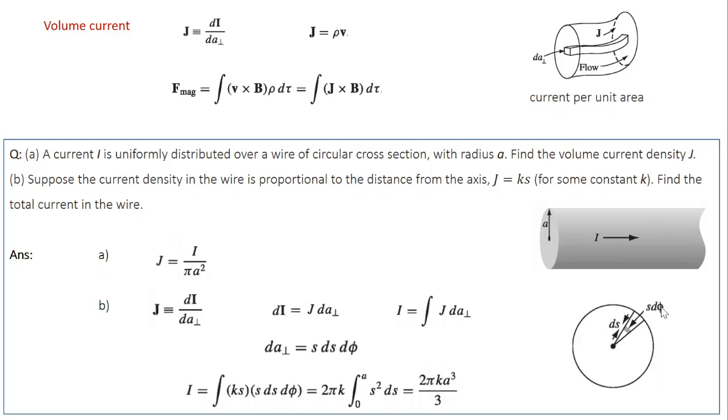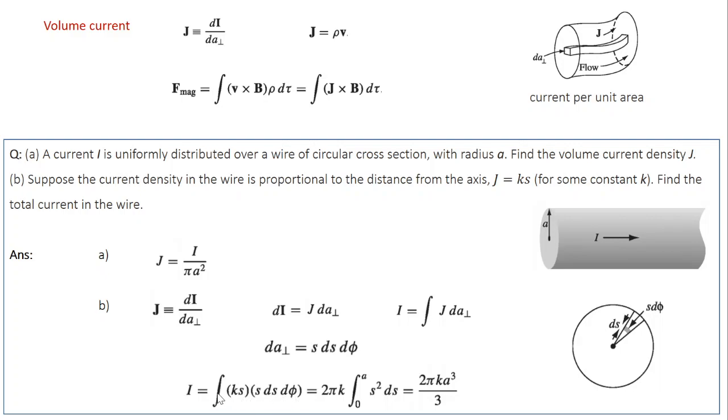We have done this derivation in our previous classes, right? So the area element dA perpendicular is S ds d phi. Now substitute for dA perpendicular in this expression. And J I know it is Ks, so this is going to be surface integral Ks S ds d phi.